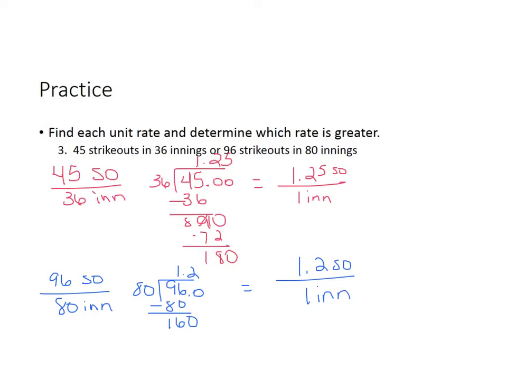Well, if you notice, the one that is greater is the 45 strikeouts in 36 innings, because this number is greater. It's 1.25 strikeouts for every inning, whereas the other one is only 1.2 strikeouts. So this is our winner by 0.05. They're still really close, but that is the better rate.